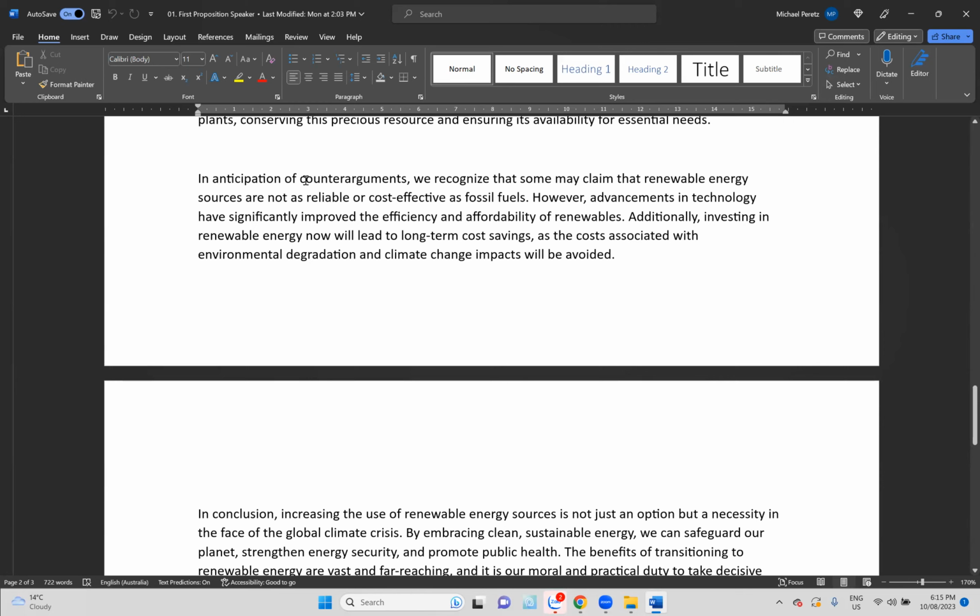So in anticipation of counter arguments, we recognize that some may claim that renewable energy sources are not as reliable or cost-effective as fossil fuels. So there might be some blackouts from time to time. The energy might cut out. It might be a bit more expensive than fossil fuels.